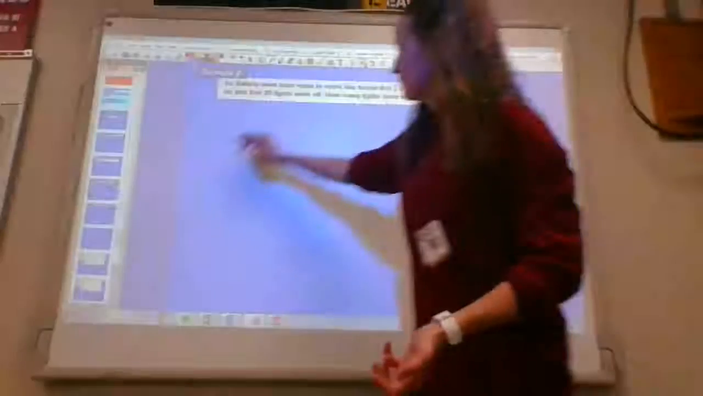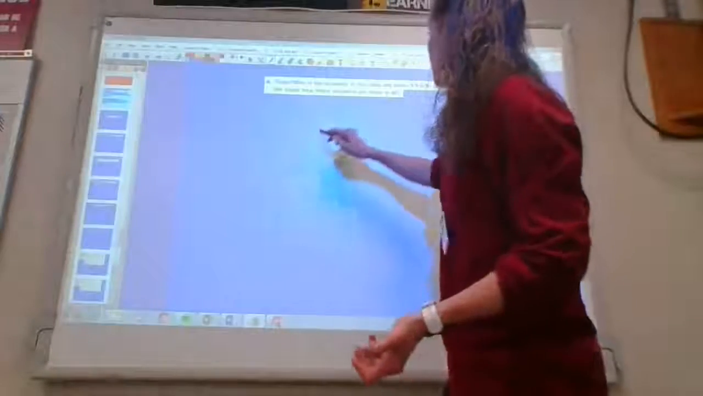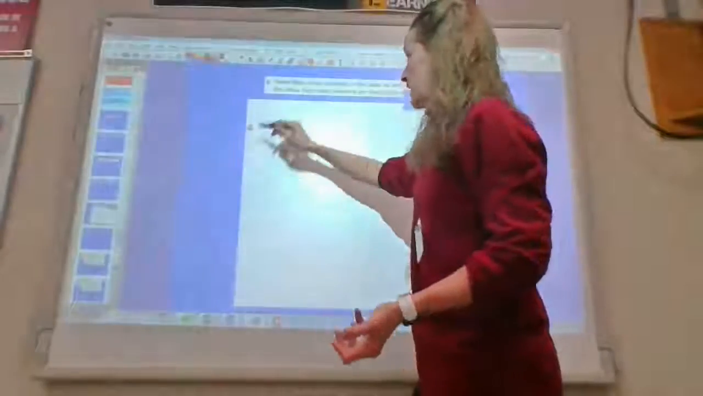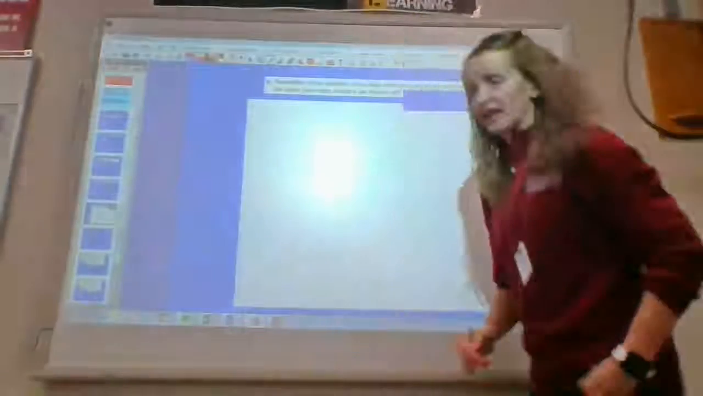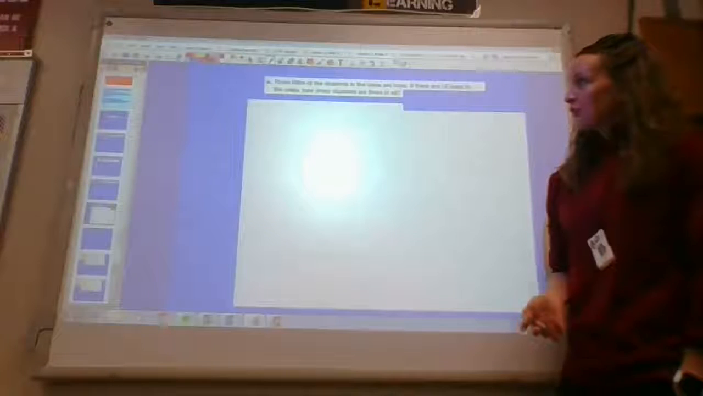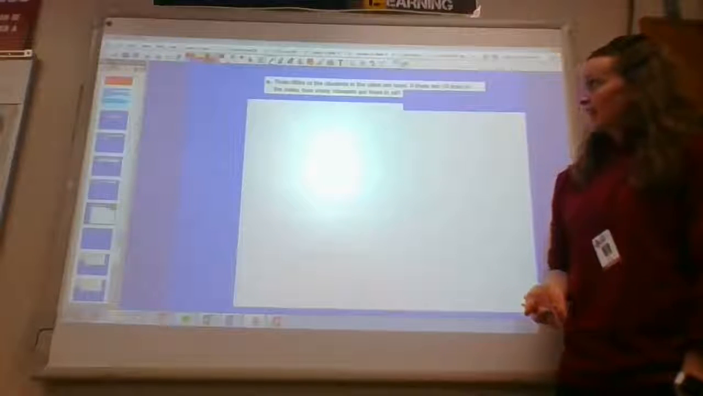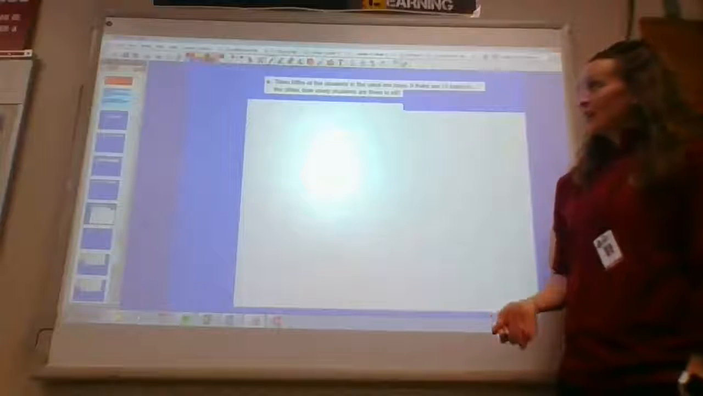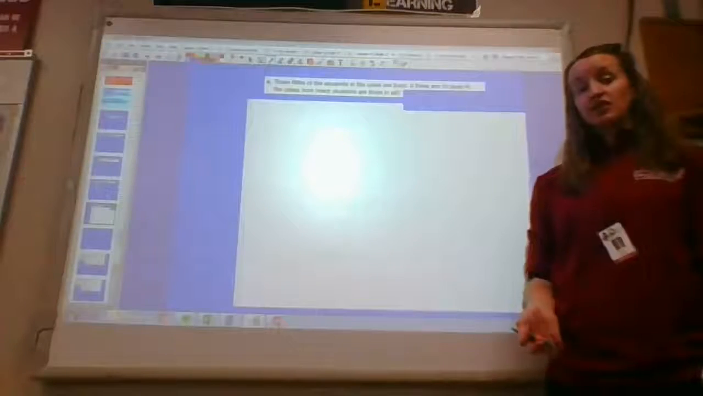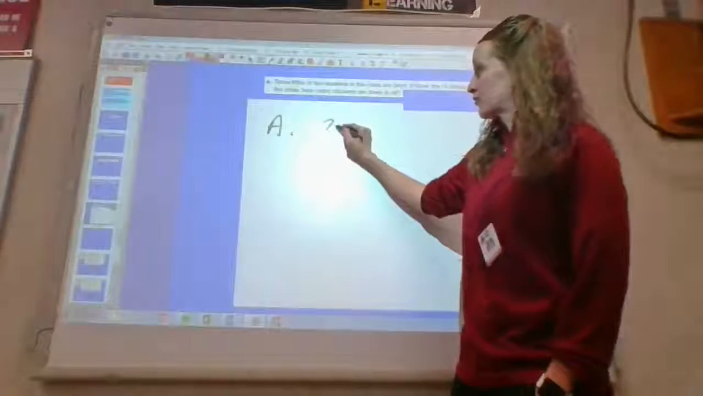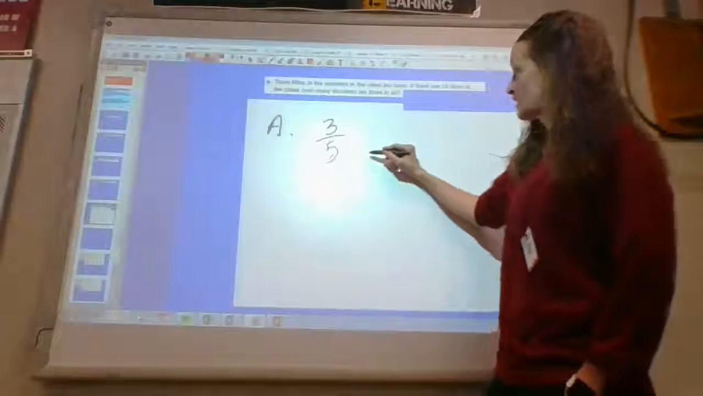Let's try another one. This is actually one of the letters, but we can check it out. I'll read it out loud. Try to set up the diagram after I read it aloud. 3/5 of the students in the class are boys. If there are 15 boys in the class, how many students are there in all? Once again, this is your practice set A.